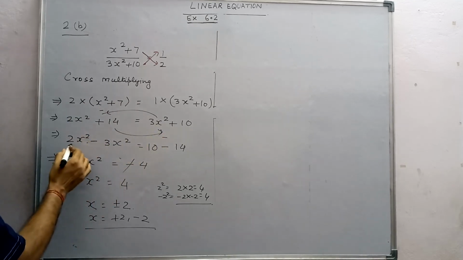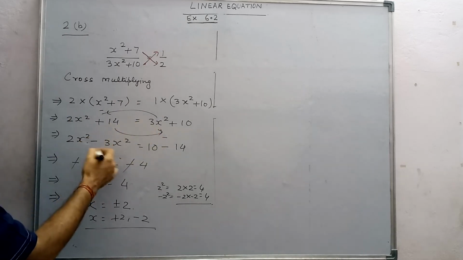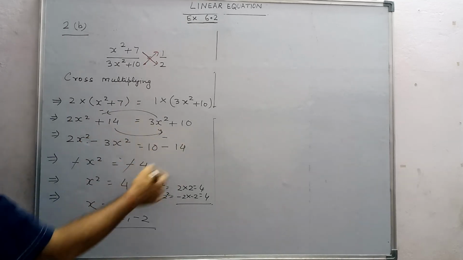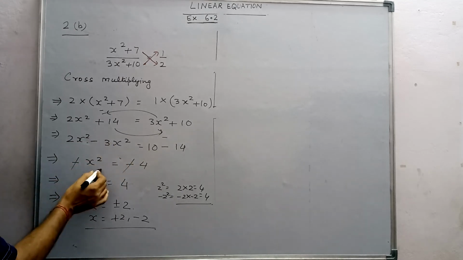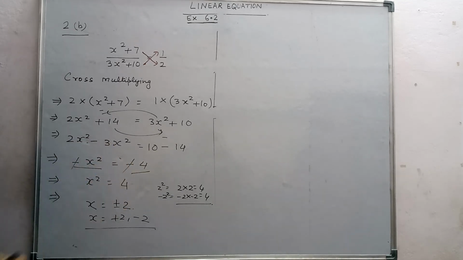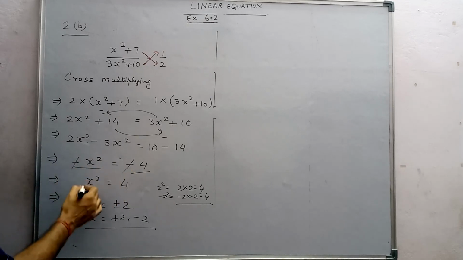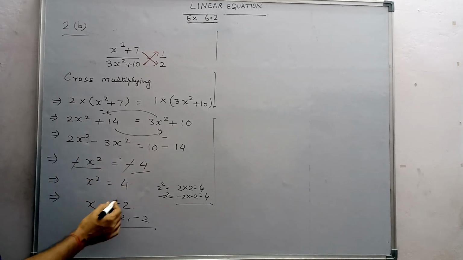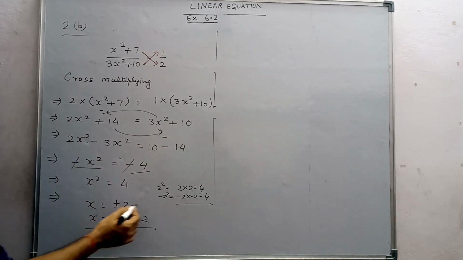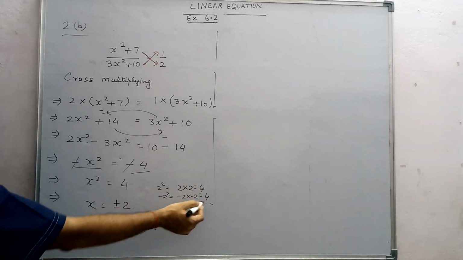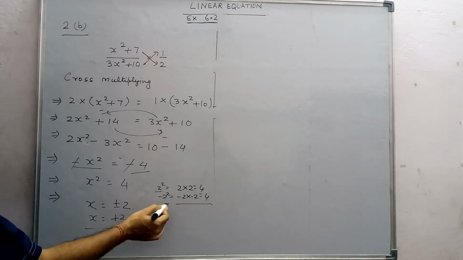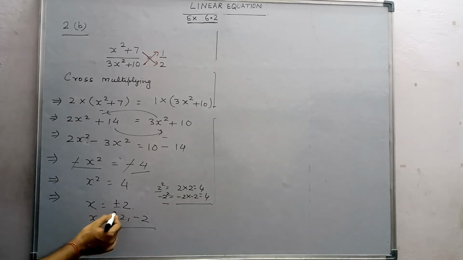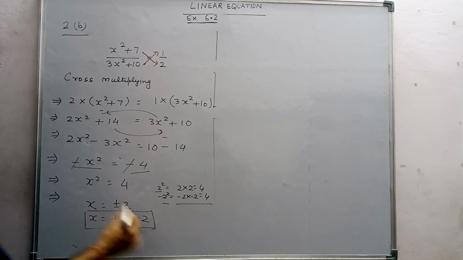As a result, you get 2x square minus 3x square, and 14 goes that side, 10 minus 14. 10 minus 14 is minus 4, 2x square minus 3x square is minus x square. So here you are getting minus x square, here you are getting minus 4. Minus minus cancel, so x square is equal to 4. So x is equal to plus minus 2, because 2 square is also 4 and minus 2 square is also 4. So that is x equal to plus minus 2, x can be plus 2 or minus 2. Both answers are correct for this question.